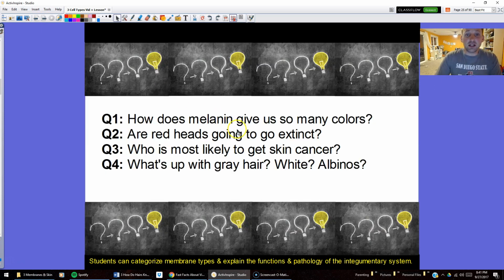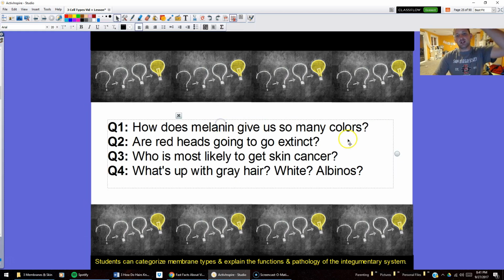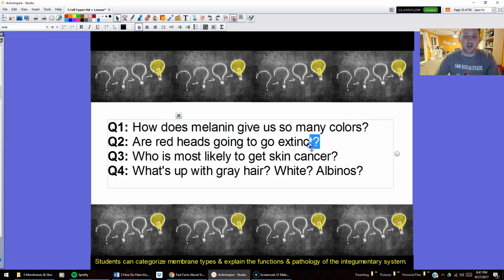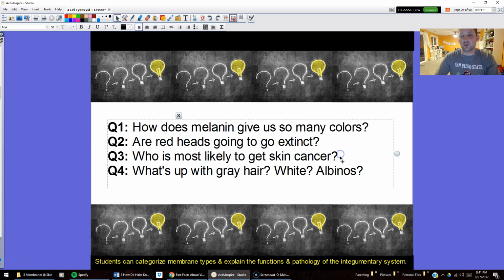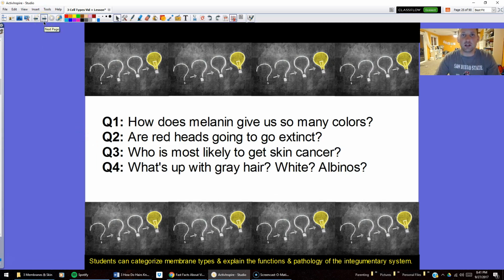Okay, so we talked about melanin, melanocytes, super interesting. Melanin gives us so many colors because there's different types, different families, eumelanin, pheomelanin. Review that in your mind. What kind of colors does that produce? We'll talk about redheads next class. Who's most likely to get skin cancer? Who's most likely to synthesize vitamin D and prevent colon cancer? What's up with gray hair, white hair, albinos, vitiligo? So review that real quick. Pause the video.